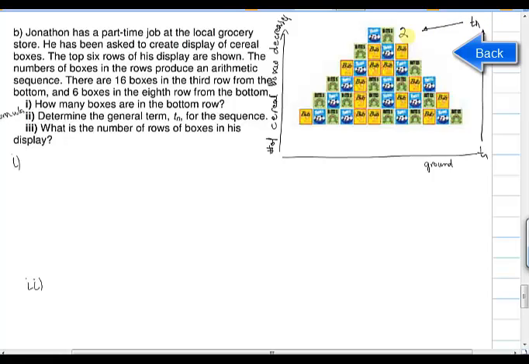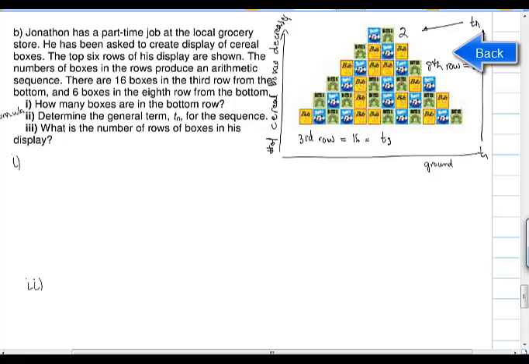Okay, and what else do we know? We know that there are 16 boxes in the 3rd row. Okay, so for the 3rd row, we have 16 boxes. So that means that T3 is 16. And we also know that the 8th row from the bottom is 6 boxes. So if we go to our diagram, that's right here. So this is the 8th row, which means that this is t subscript 8.